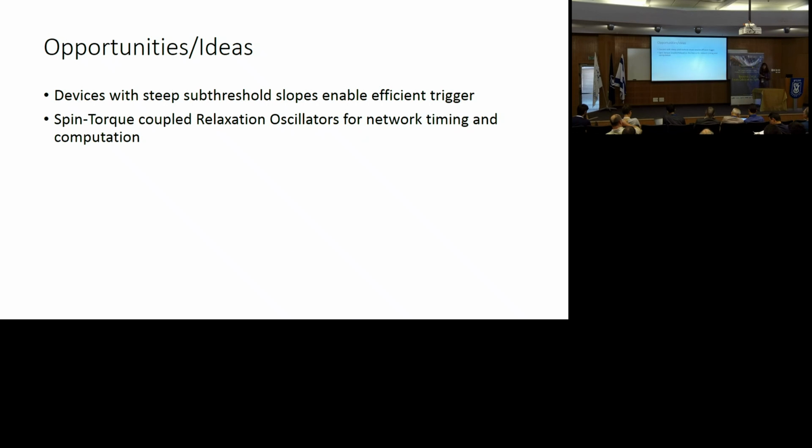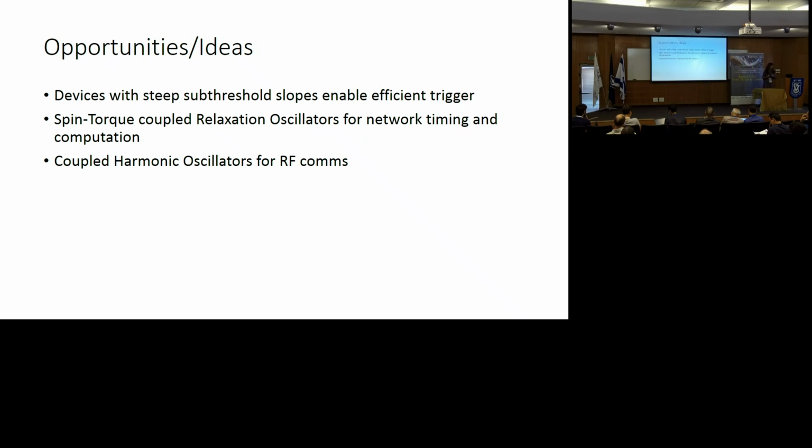And this is the concluding slide. What opportunities do I see in analog wireless for new devices? One is obviously asynchronous communication and wake up. We can use devices with very steep subthreshold slopes to enable turning on and off. The second is using maybe spin torque or related relaxation oscillators for network timing and computation.